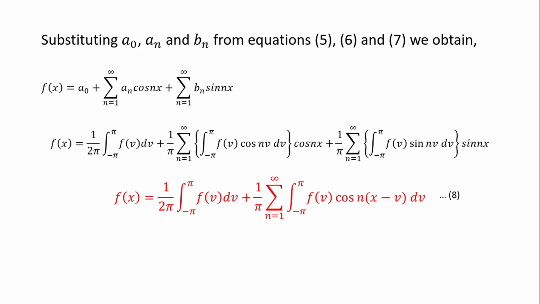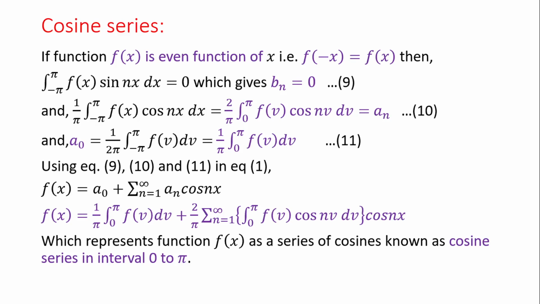So first, cosine series. If function f(x) is an even function of x, then we know that f of minus x, so changing the sign of x doesn't make any difference, is equal to f(x). So this is called the property of an even function. That means if f(x) is an even function, then f of minus x is equal to f(x). Changing the sign of the variable does not affect the function.